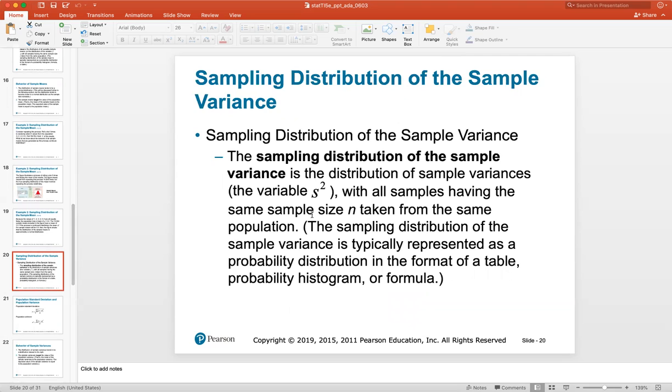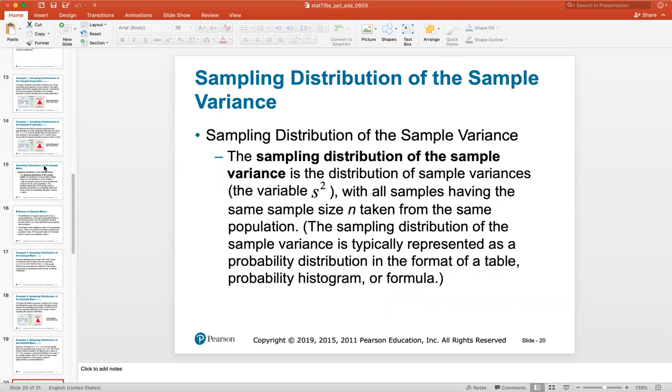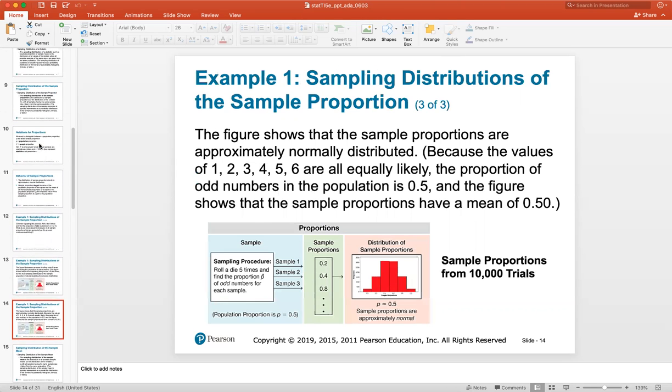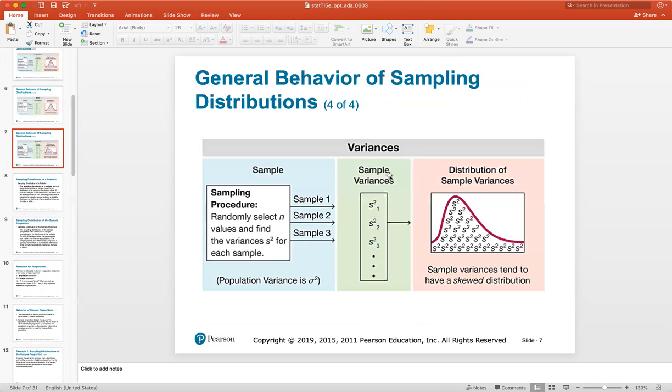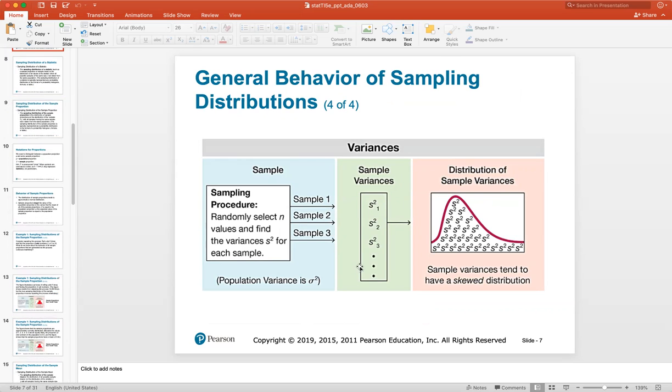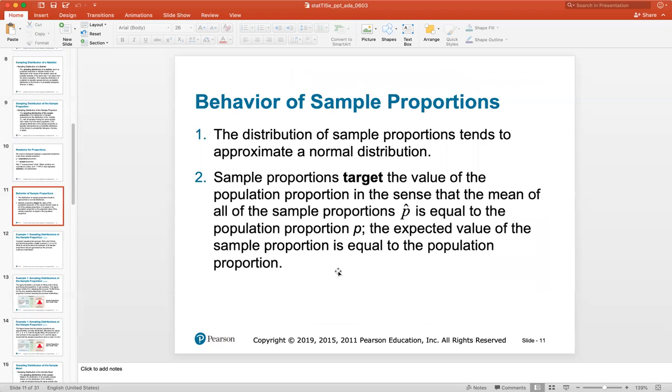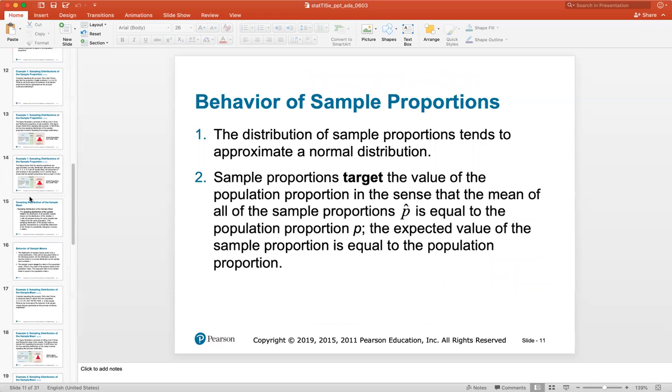What about the sampling distribution of the sample variance? The sampling distribution of the sample variance is not normally distributed, right? So that means the mean of the sample variance will not tend to approach the population variance.